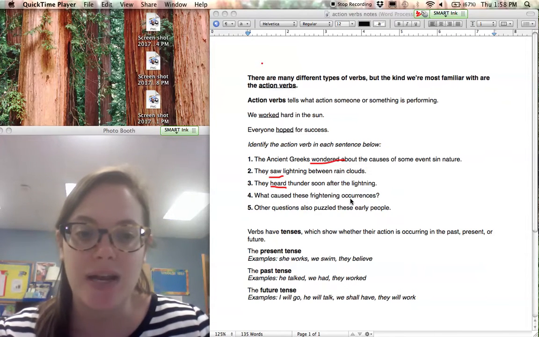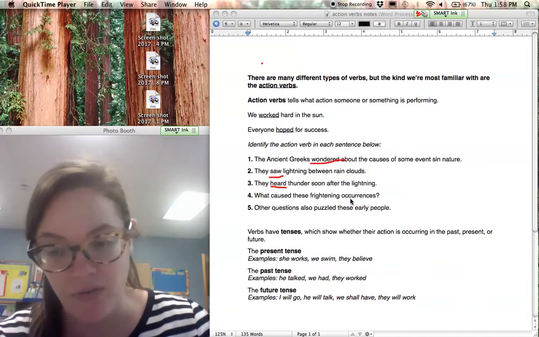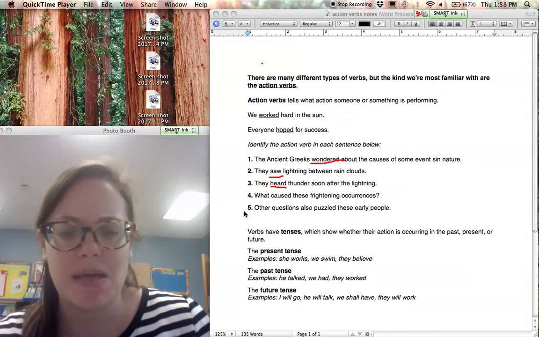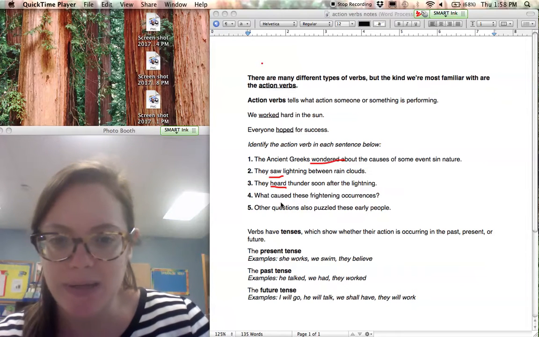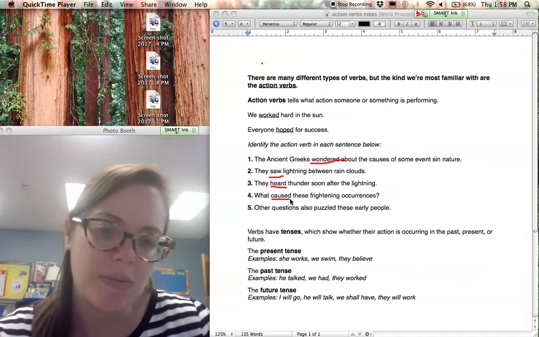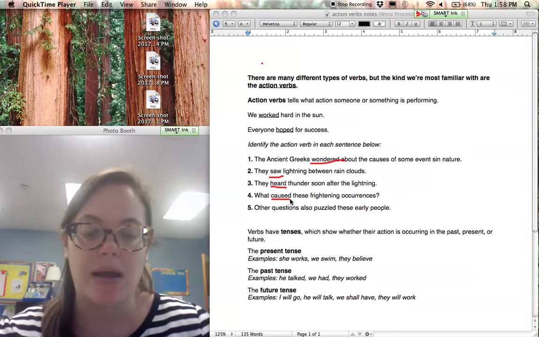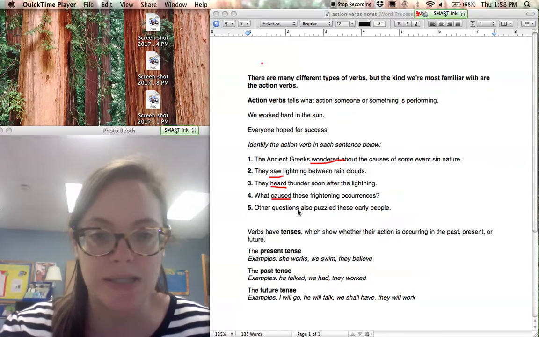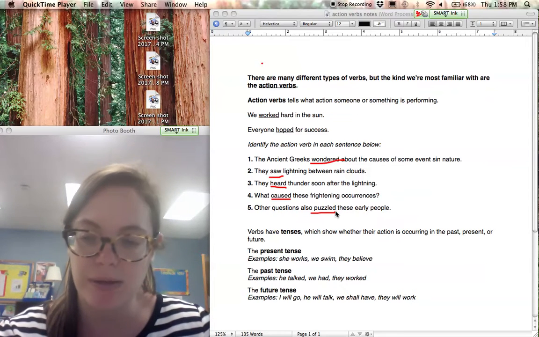What caused these frightening occurrences? This one's a little bit trickier. Questions are always harder, okay, to find the parts of speech in. So here, all right, they're asking me about what. So what caused? Right, so they're asking us about why the thunder and lightning was happening. So my verb here is going to be cause. That's what's happening. Okay, something is causing something else. All right, other questions also puzzled these early people. So it looks like it's about the questions, okay, and the questions are puzzling people. So that's what they're doing, okay.